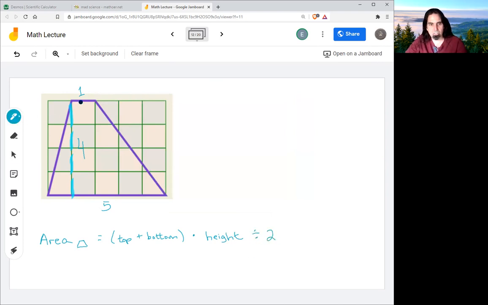So we have only our single copy and not the photocopy. So what is that? 1 plus 5 is 6. 6 times 4 is 24. And then divided by 2. 24 divided by 2 is going to be 12.